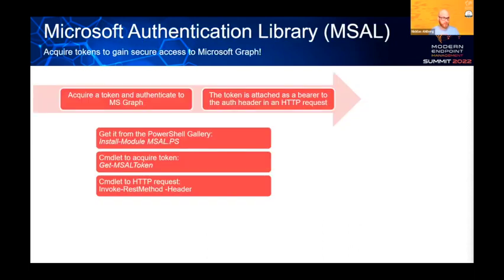So, access token. Well, the first thing we need to do is install the module called MSAL.ps. Of course, there are other ways to do this, but this is the way that I like to do it. So Install-Module MSAL.ps, and then we will run the cmdlet Get-MsalToken to get our hands on the access token we are going to use when we try to talk to Graph.